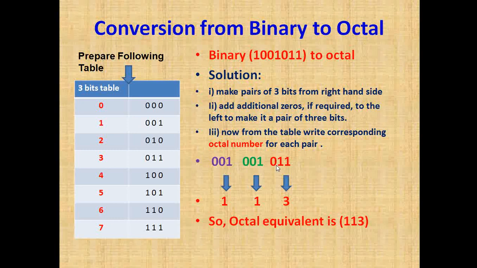Now we are supposed to write the equivalent octal digit for all these groups. The first group is 001. What is 001? 001 is 1, so for this we will write 1. Then again we have 001, which is 1. And then 011. What is 011? 011 is 3, so for this we will write 3. So the octal equivalent of this binary number will be 113, so we can write 113 base 8. This is how we can convert a binary number into its octal equivalent.